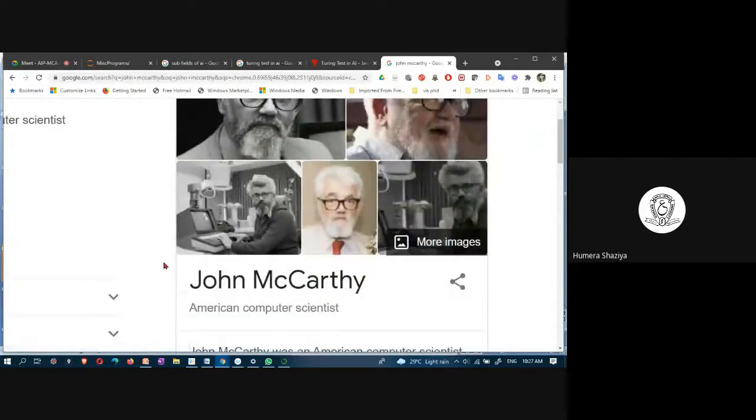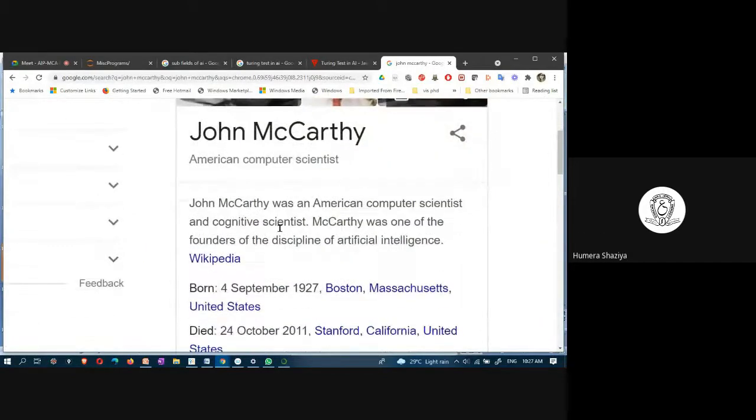John McCarthy was an American computer scientist and cognitive scientist, and he was one of the founders of the discipline of AI. And he coined the term AI.